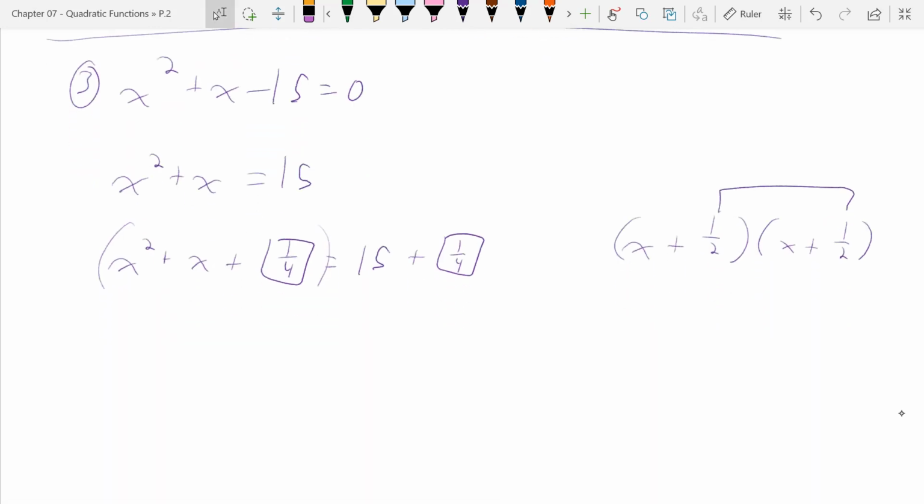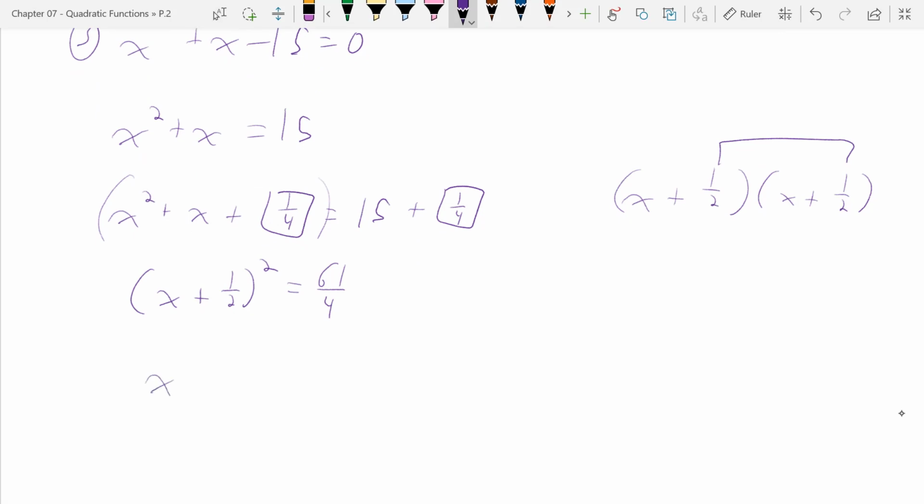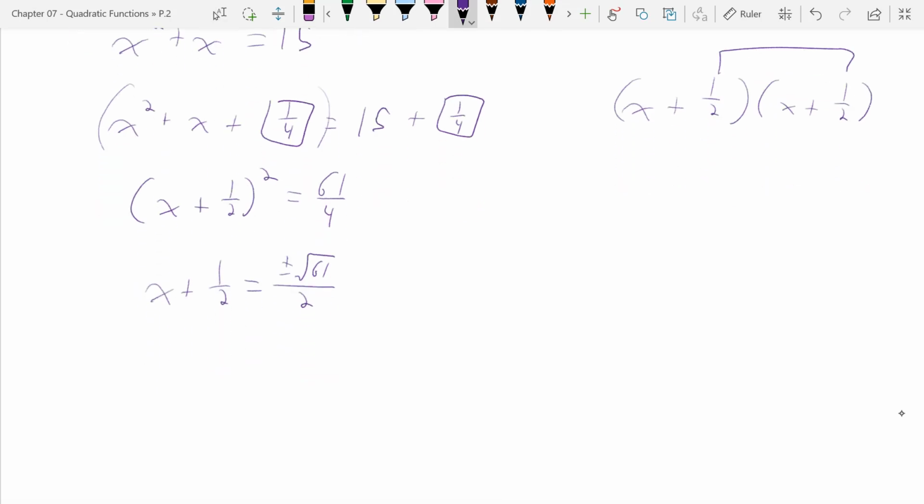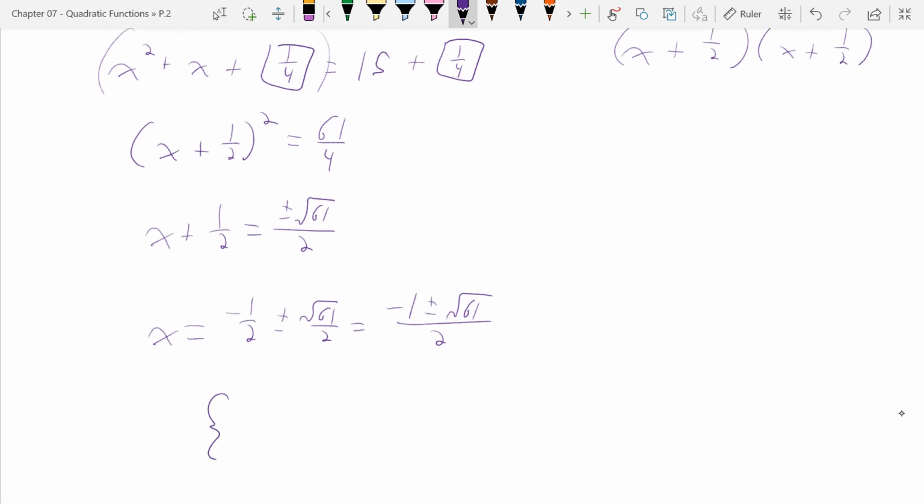So on the left side, this is going to factor into x plus the square root of 1/4, which is 1/2, squared equals, and then I need to do 15 plus a fourth. Well, 15 plus a fourth is 61/4. Then take the plus or minus square root of both sides. We get plus or minus root 61 over the square root of 4, which is 2. And if I subtract 1/2 from both sides, I get x is equal to negative 1/2 plus or minus root 61 over 2, which is better expressed like this, all over 2. Negative 1 plus or minus root 61 all over 2. And that's going to be my two exact solutions.